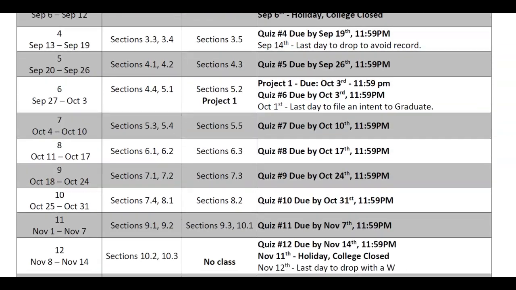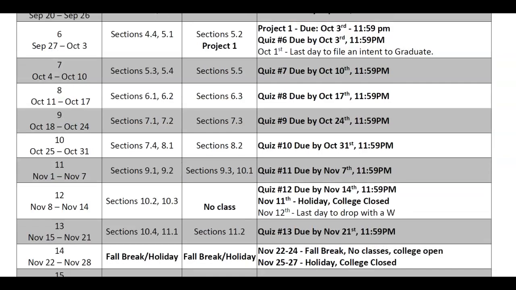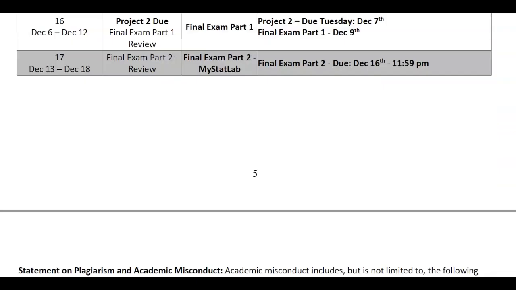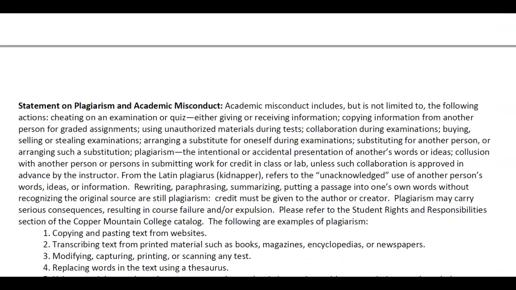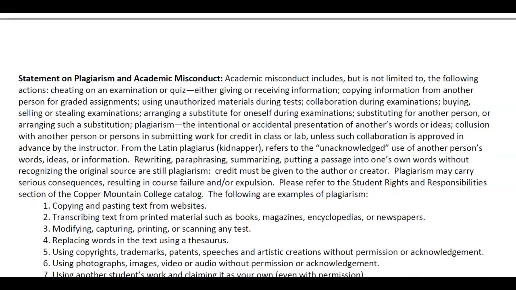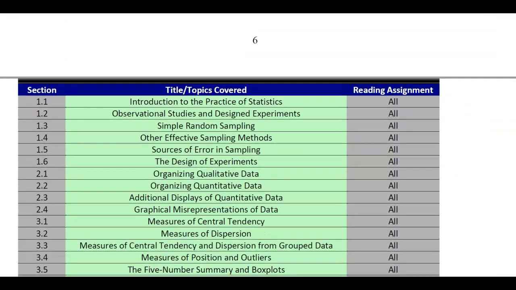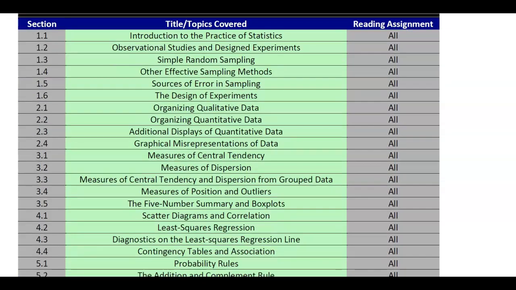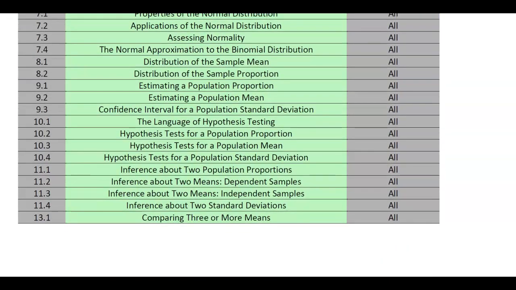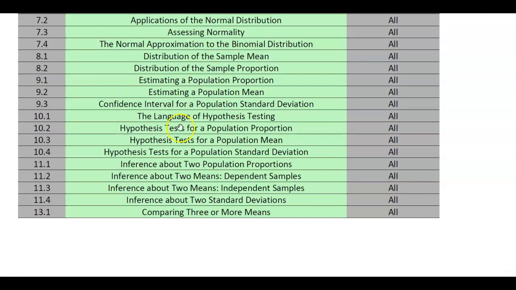Okay, so there is a timeline. You can take a look at when things are due. And then here is a student statement on plagiarism that you're able to read in regards to your project. And then this is the course information outline that you'll be seeing in the class. So this concludes the syllabus.